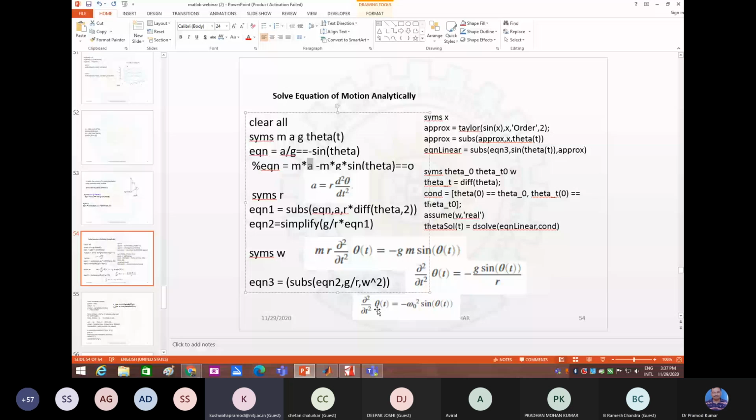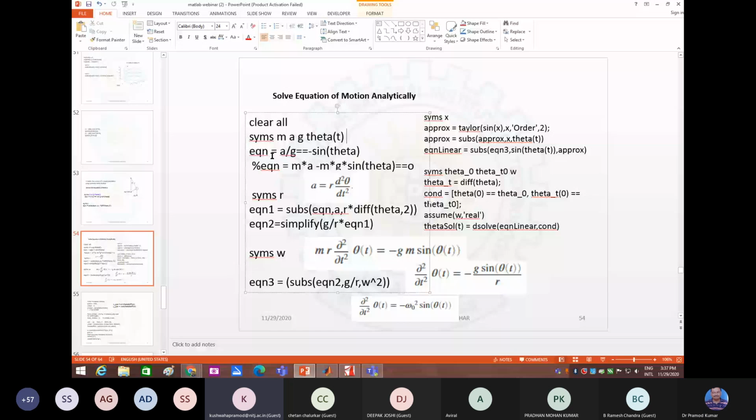Rearrange the terms, we get g by r, and we replace g by r with omega 0 square, and that is known in every book. But how to get these relations? We start with this: define the syms, whatever is m, a, g, theta, t. Theta of t is written, and this equation we can use: a by g is equal to minus sine theta. This is the equation which we will use to solve.